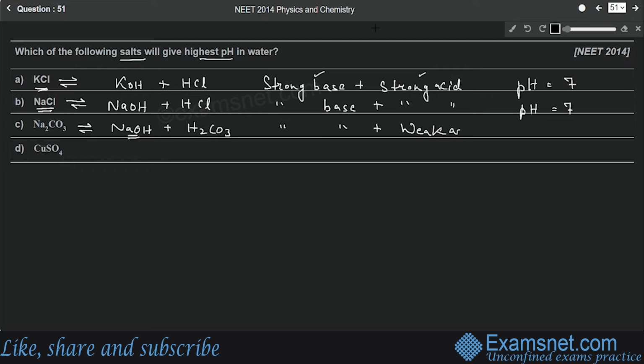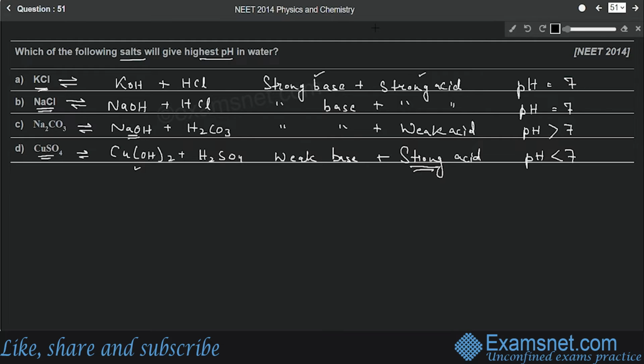So NaOH, as we have seen, it is a strong base, but H2CO3 is a weak acid. Okay, it is not a strong acid. That means in this case, the basic character will be more. That means the pH will be more than 7. Because for base the pH is more than 7. And in the last one, CuSO4, the base is Cu(OH)2 and acid is H2SO4. So this time the base is weak, and the acid is strong. Okay, strong acid. So which character will be more effective? Acidic character. So here the pH will be less than 7.